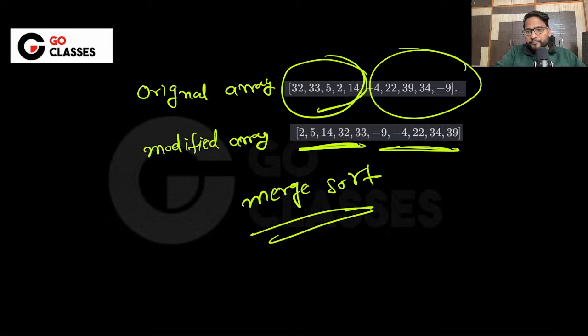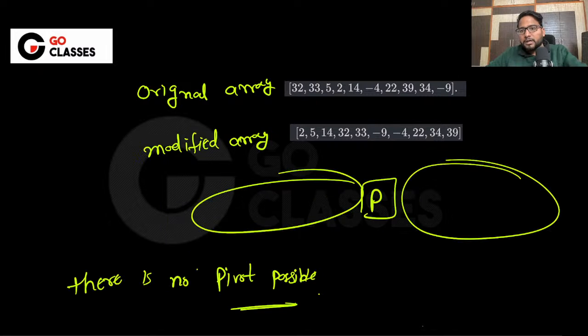Yeah, 39 could be the pivot. That's true. Let me go to the quick sort example. Yes, 39 could be the pivot. That's really true.